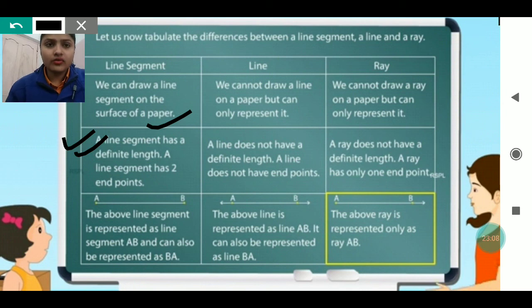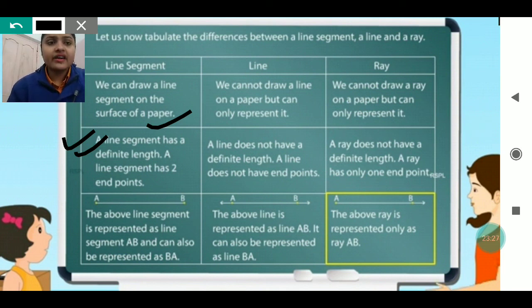Now we are going to line. A line does not have a fixed length. It can be extended because it doesn't have any starting point or end point. It can be extended in both directions. A line does not have an end point, any end or any starting point.